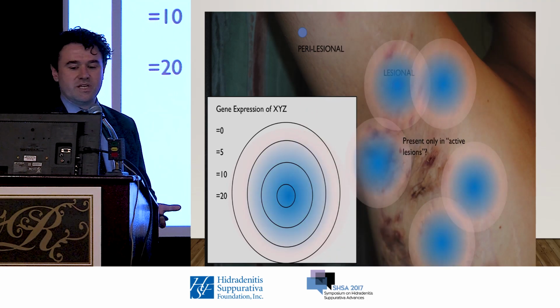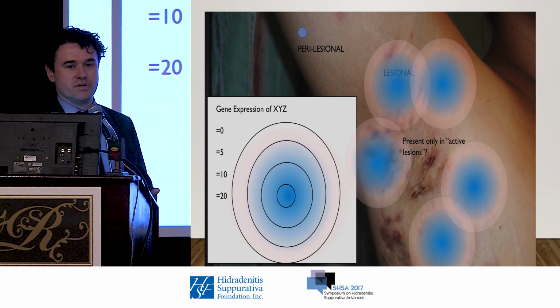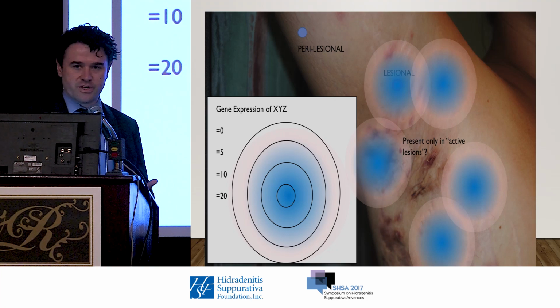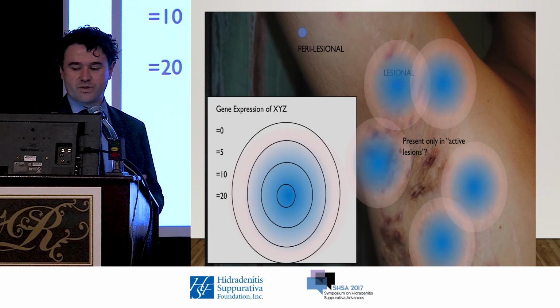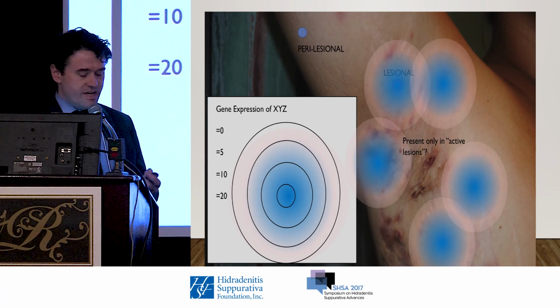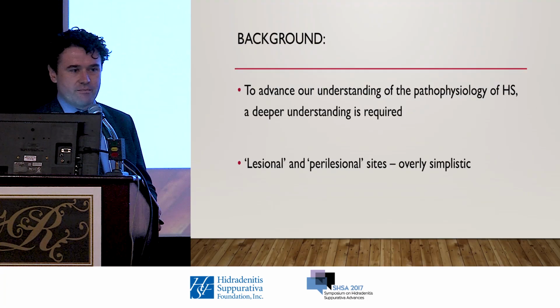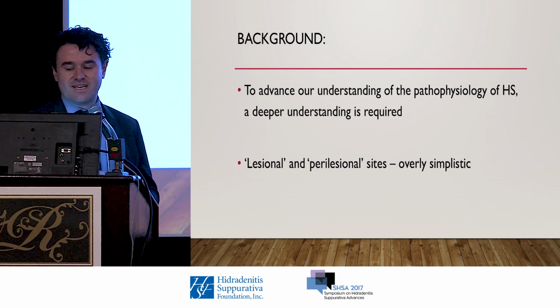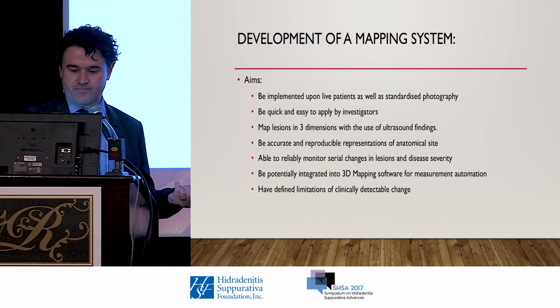But it's really these deeper findings which would give us more of an insight into exactly what occurs, to really clear up the difference between: is this purely to do with follicular occlusion? Is the follicular occlusion a confounding factor and it's really more of an inflammatory or an immune-mediated disorder? And so this is where something like a mapping would come in very, very handy in the future. So at the moment, if we're going to move forward in terms of the pathophysiology of HS, lesional and perilesional is a bit overly simplistic.